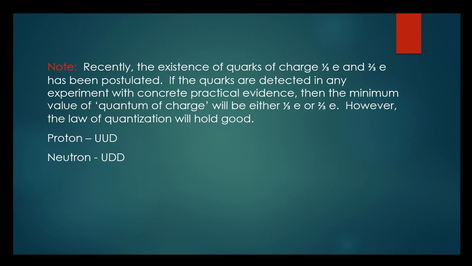One more thing which is asked in NCERT questions: what should be the composition of a proton if it is made up of up quarks and down quarks? What is the composition of a neutron if it is made up of up quarks and down quarks? From the point of view of conservation of charge, the proton should have 2 up quarks and 1 down quark, and the neutron should have 1 up quark and 2 down quarks.